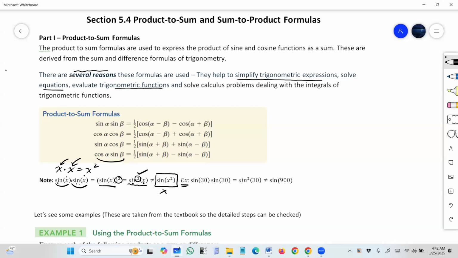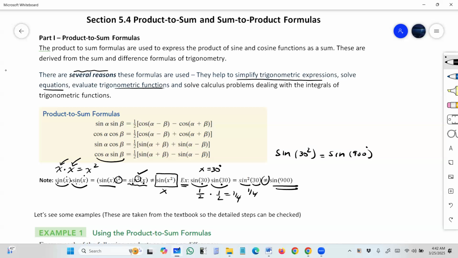And here's an example. Let's imagine for now that x is 30 degrees. So sine 30 degrees times sine 30 degrees. We know that 30 degrees is one of the angles that we should know. So sine 30 is 1/2. So 1/2 times 1/2 is 1/4. Now, sine square 30 is sine 30 times sine 30, which is 1/4. It's not sine of 30 squared, which is sine 900, right?